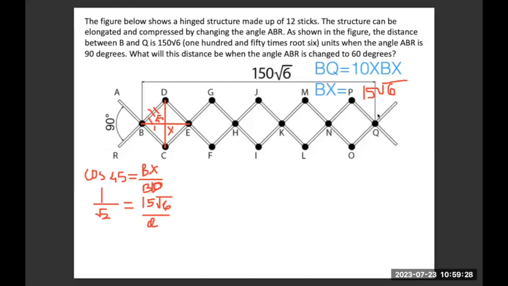So BQ's total length is 150 root of 6. BX is one part, and BQ is made up of 10 parts of BX, because BE is 2 of BX and BE has 5 parts, so BX will be 10. That's why BQ is equal to 10 into BX. So BX will be 150 root of 6 upon 10, which is 15 root 6. Is that clear, Kavya?